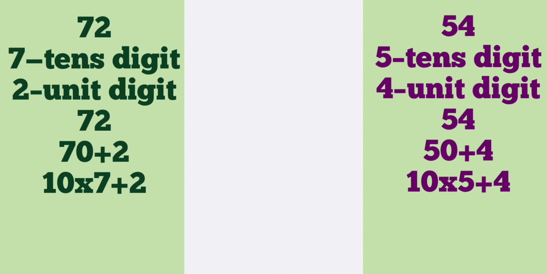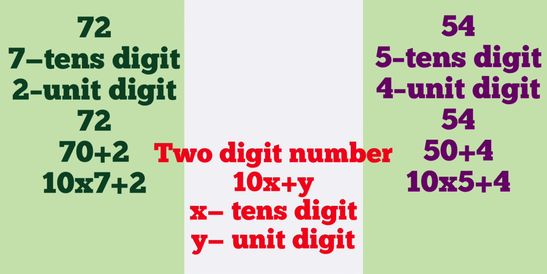Now if we want to obtain a standard form of a 2-digit number from these two examples, can you obtain it? Just see. Any 2-digit number can be represented as 10x plus y, where y is the digit at the unit place and x is the digit at the tens place. So the general form of any 2-digit number is 10x plus y. This you have to keep in mind.